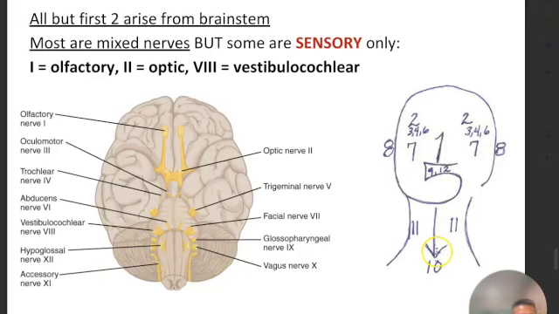Vagus nerve. 11, accessory nerve. Okay, accessory nerve. And then 12, hypoglossal, under the tongue. Okay, so just kind of, this is in the lab.